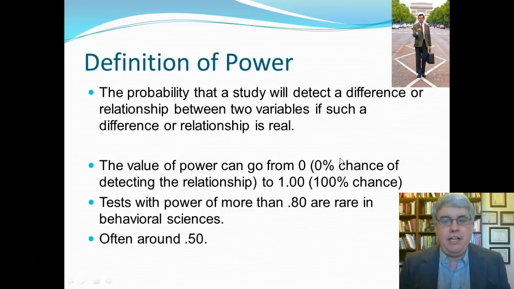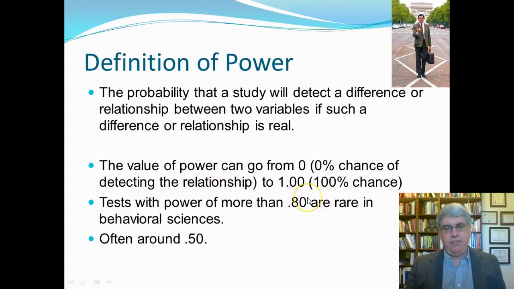Now, how does this relate to power? Power is defined as the probability that a study will detect a difference or relationship between two variables if such a difference or relationship is real. So if we're looking at a correlation between extroversion and positive emotions, if that really exists, we want the power to detect it. And the value of power can go anywhere from 0, a 0% chance of detecting the relationship, to 1, 100% chance. For example, if we only measured 2 people, we might not see the correlation.